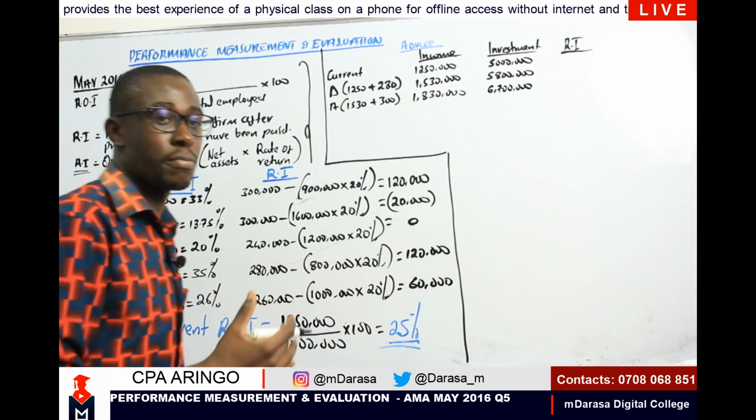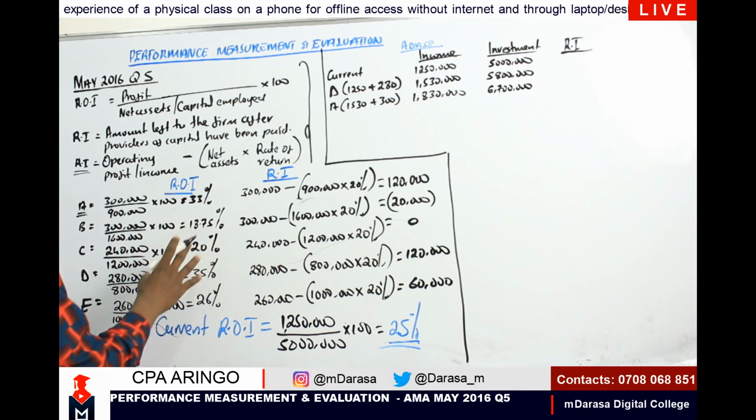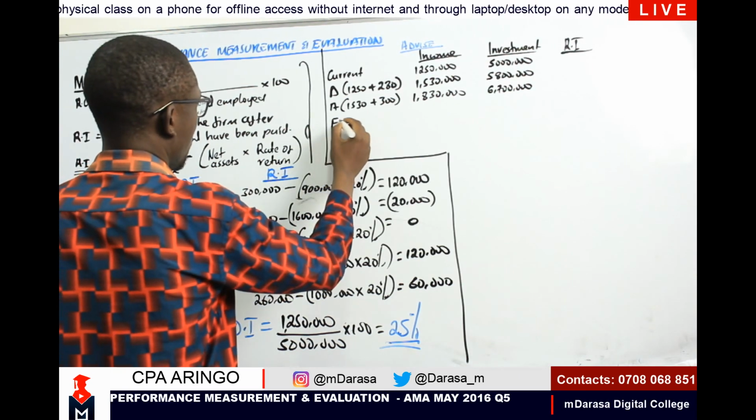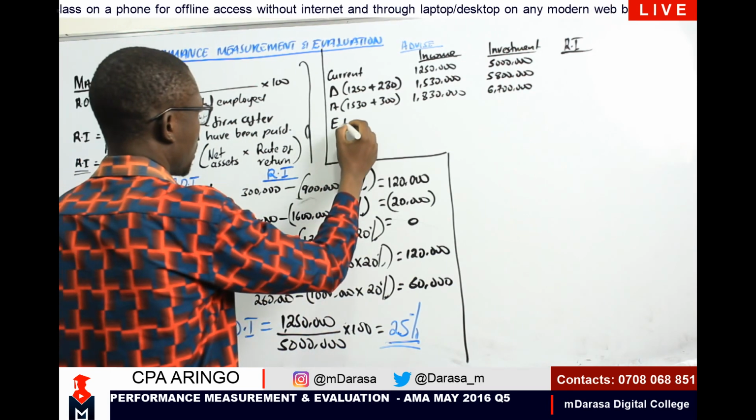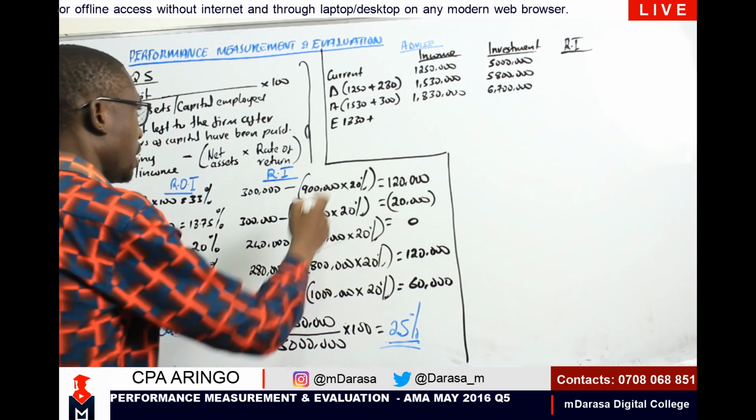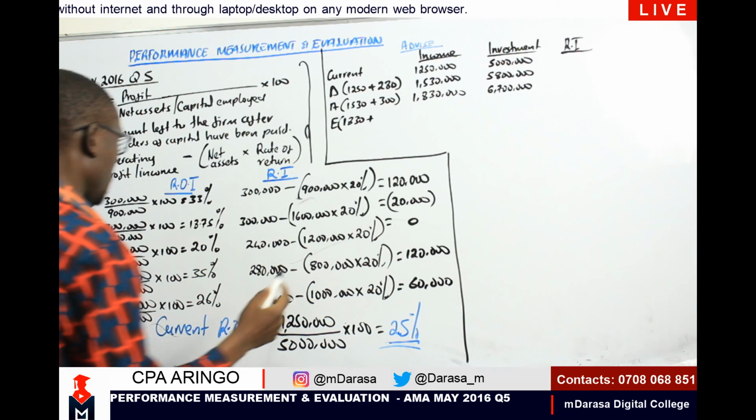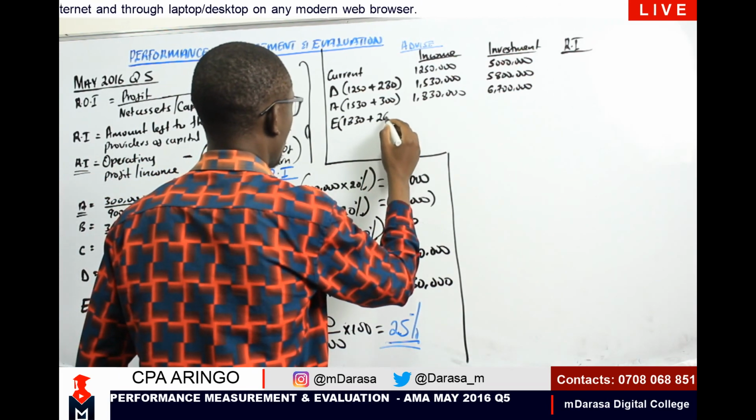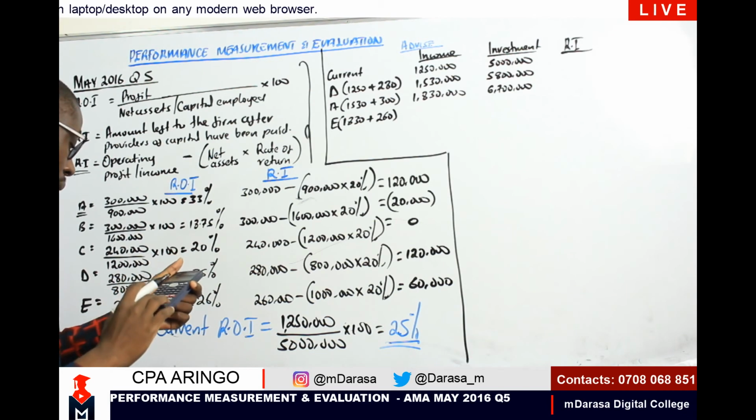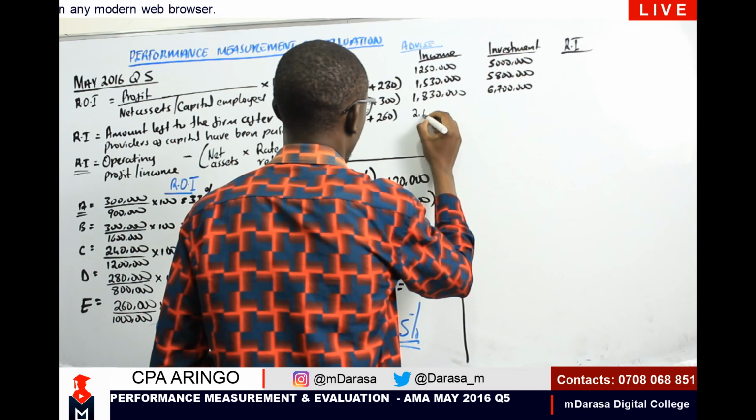Then the next project with the highest return, that should be project E. So project E, we should be having 1830. We are going to add the return or income on that, which you had 260,000. So we have 1830 plus 260,000. That should give me 2,090,000.